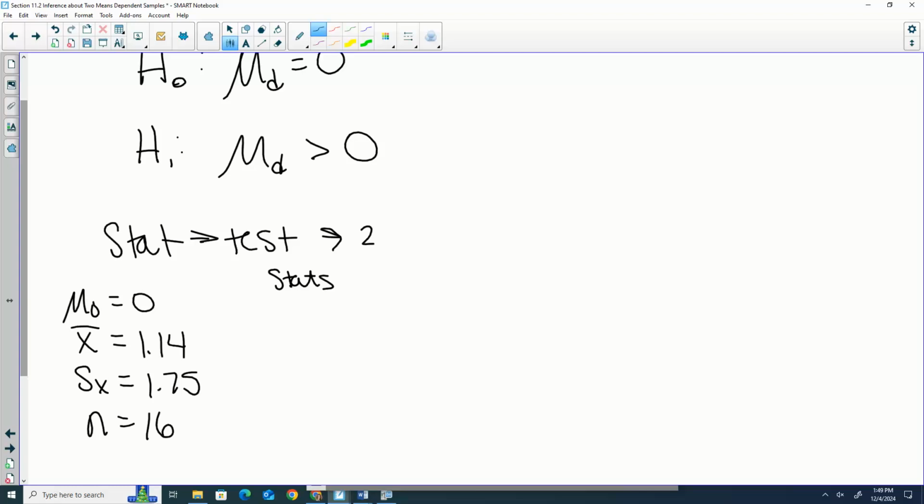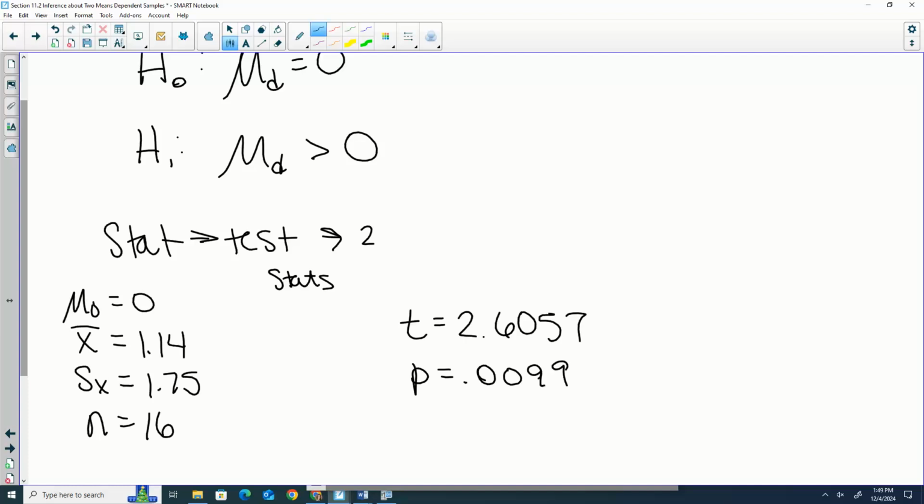So we get the T, now the probability. Did everyone get those? We don't have the original data, so I have to tell you the mean and standard deviation for the difference itself.